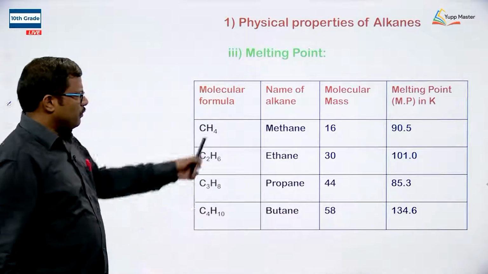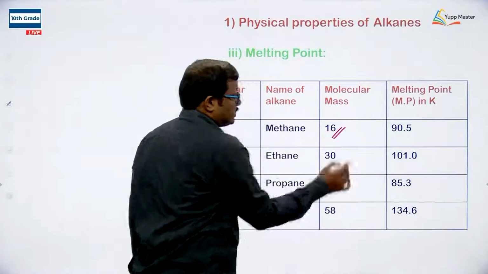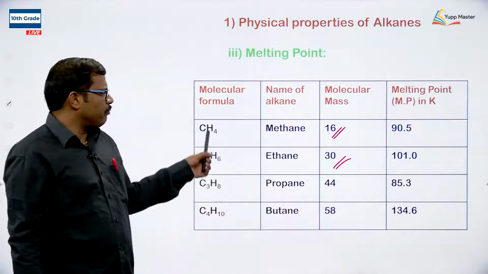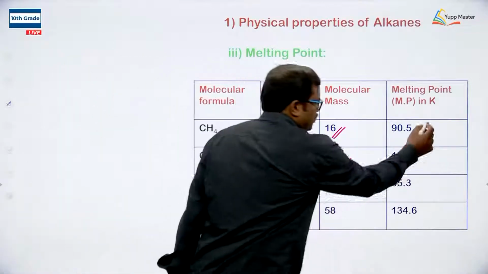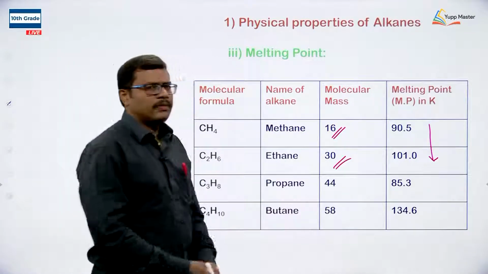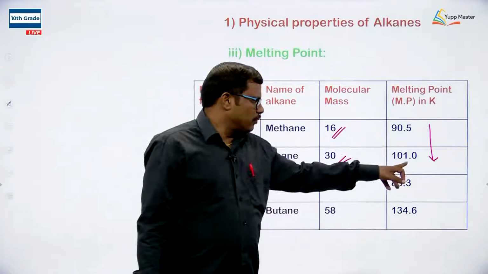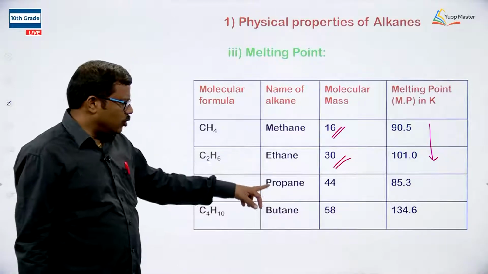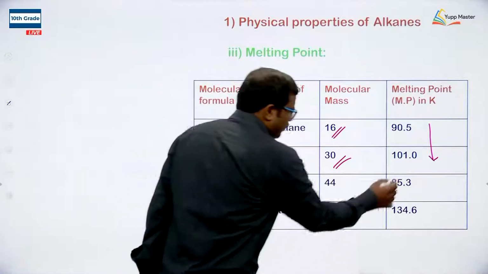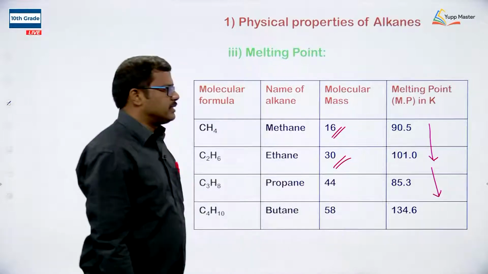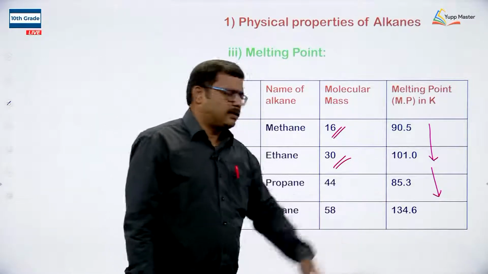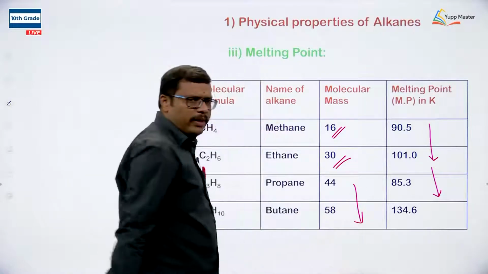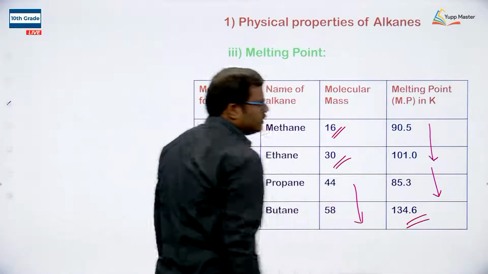When you observe methane, we know its molecular mass is 16 and ethane's molecular mass is 30. When we are moving from methane to ethane, you can observe the melting point is increasing, 90 to 101. And when we are moving from ethane to propane, the value is decreasing, it becomes 85.3. And when we are moving from propane to butane, again the melting point is increasing.